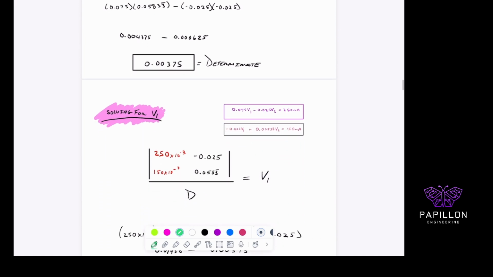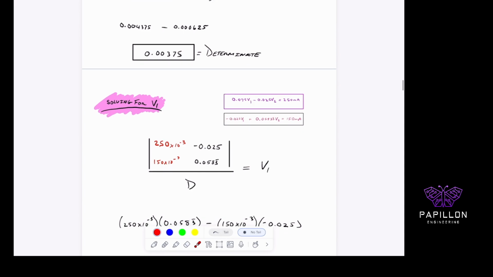Once I do that, I now set up my matrices. And now to solve for V1, I'm going to take the 250 milliamps and the 150 milliamps and put them into their place in my matrices. I'm going to leave the minus 0.25 and the positive 0.583 over here. I'm going to do what I did earlier, which is cross multiply and solve.